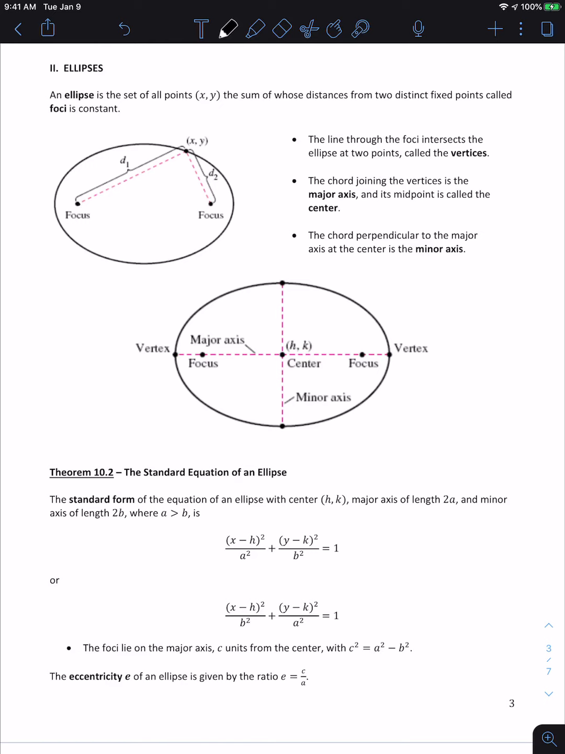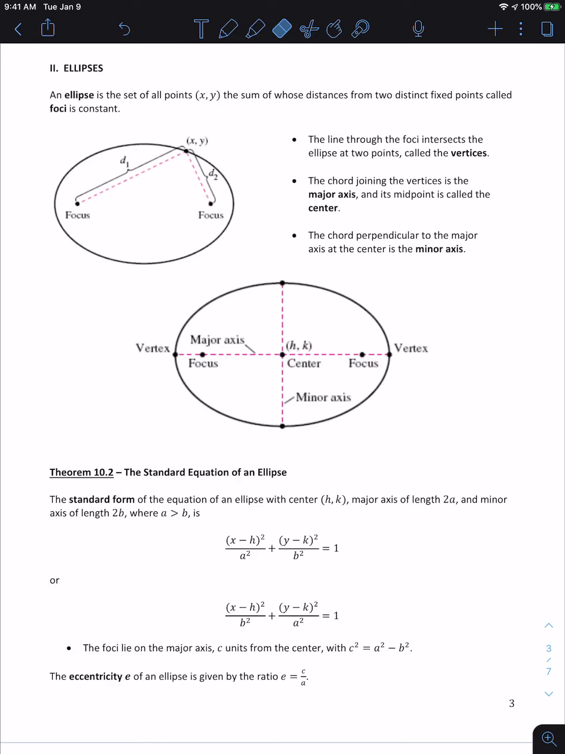So in other words, I've got a focus here and a focus here. That's why they're called foci, because there are two of them. Then this distance D1 plus D2 is the same as if I took this distance plus this distance. The sum of this distance plus this distance is the exact same as the sum of this distance plus this distance. And if I did it again with this point right here, then this distance plus this distance is the same sum. That's where this definition comes from.